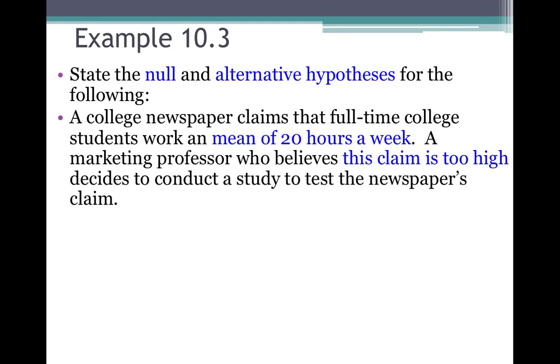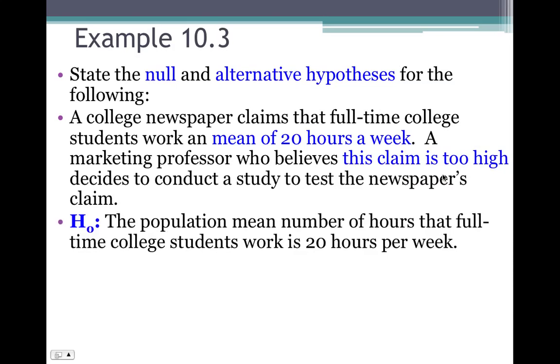A college newspaper claims that full-time college students work a mean of 20 hours a week. A marketing professor who believes this claim is too high decides to conduct a study to test the newspaper's claim. Okay, you have a population parameter, 20 hours per week. This is a population mean. Then we have a marketing professor who believes that 20 hours is too high. So the setup of the null and alternative hypotheses should be like the following.